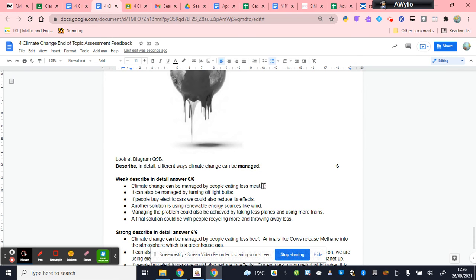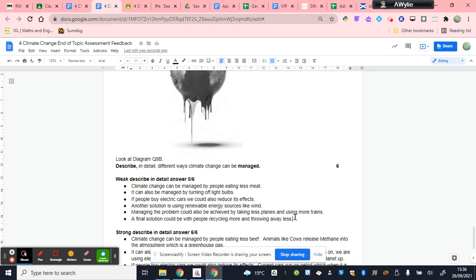People eating less meat? I don't know how that helps manage climate change. Turning off light bulbs? I don't know how that manages climate change. How does electric cars reduce the effects of climate change? Renewable energy, why is that good for climate change? Nothing is described in detail. Managing the problem, taking less planes? Using more trains? Almost got an idea there, but not quite finished off, so no mark.